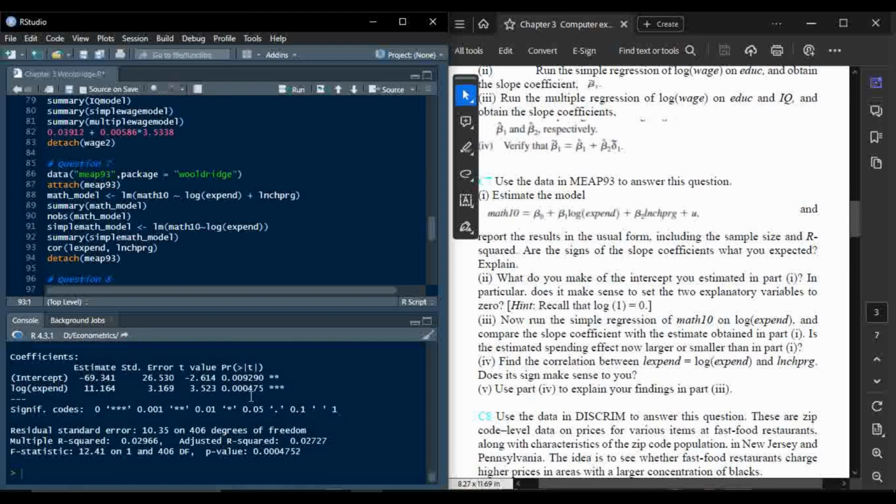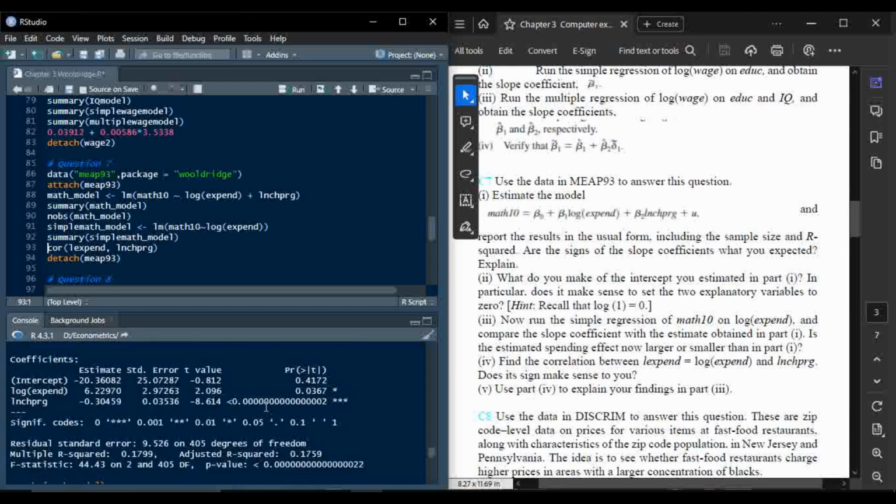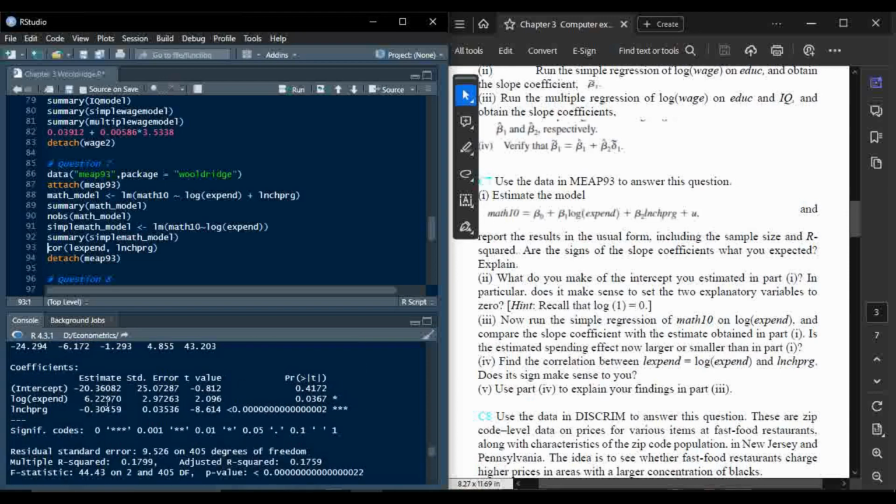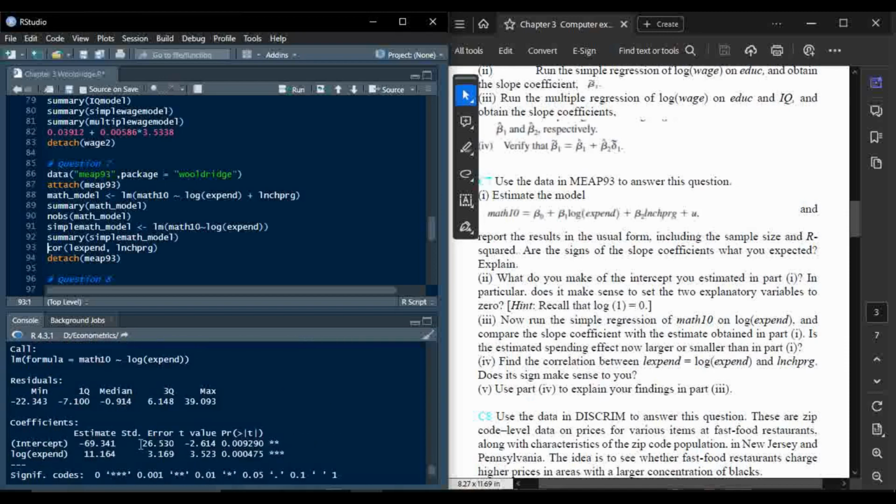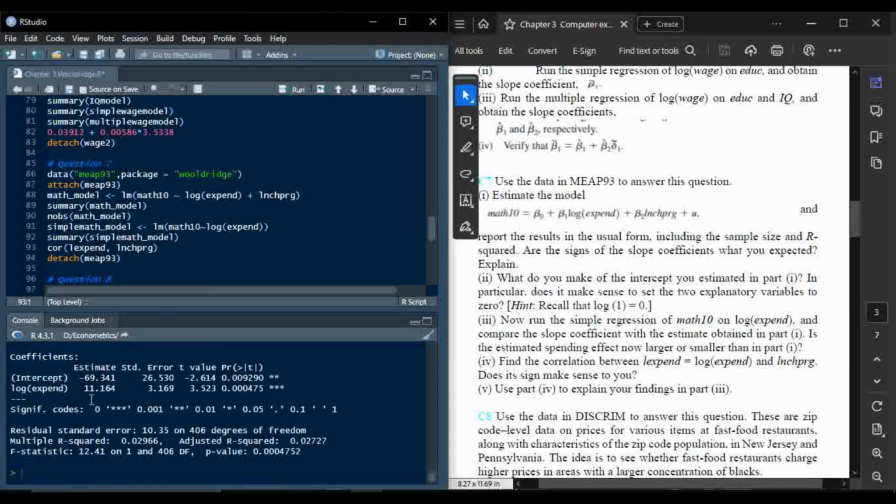Now look at this other part of the third part. It says, is the estimated spending effect now larger or smaller than in first part? In the first part, where we had two variables in the equation, the coefficient on log expend was 6.23 when lunch program was also included as an explanatory variable, and here in this equation where only log expend is being included to determine the math pass rate, the coefficient on log expend is 11.16. It is almost double the coefficient in part first. Okay, so the estimated spending effect is larger than it was in part first.